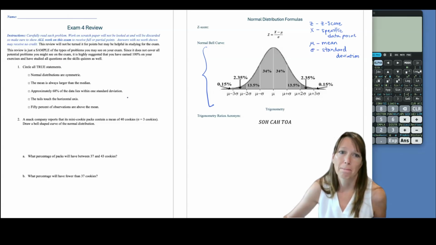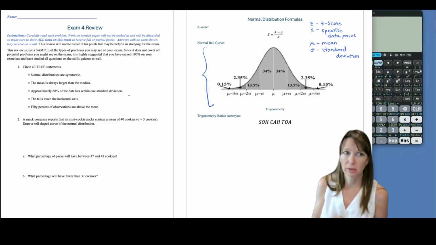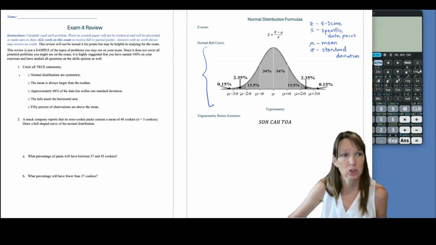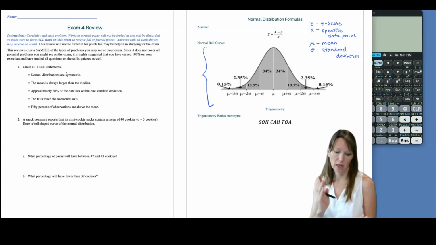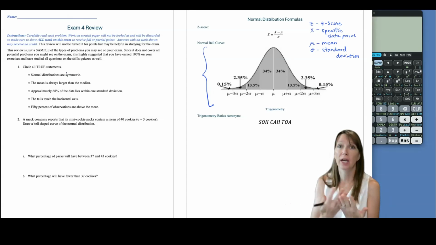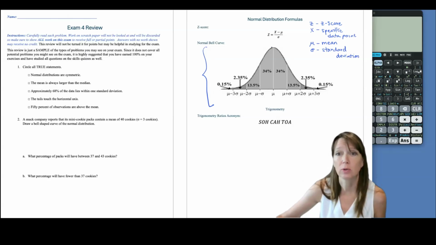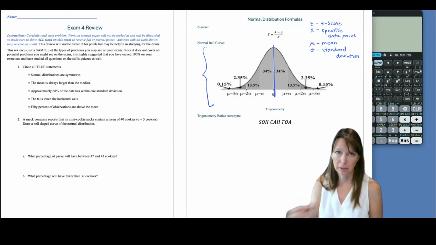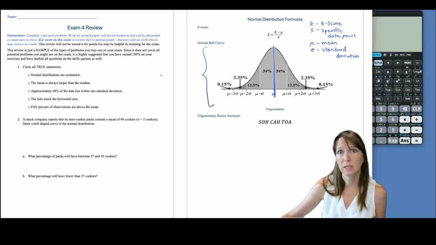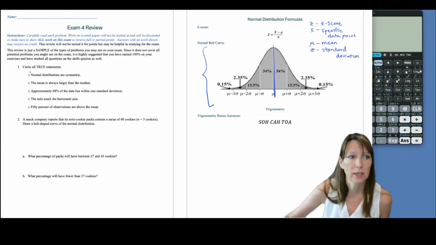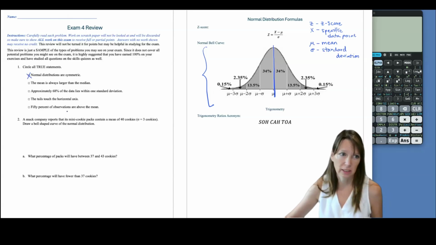Okay, so knowing that, let's start with question number one. Let's circle all of the true statements. Normal distributions are symmetric. So symmetric means that you could fold it in half and each side would be equivalent. You can definitely do that with a bell curve, splitting it right there at the mean, and each side would be mirrored. So yes, normal distributions are definitely symmetric.